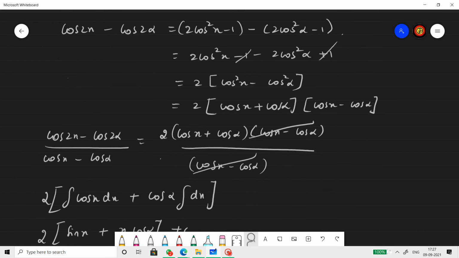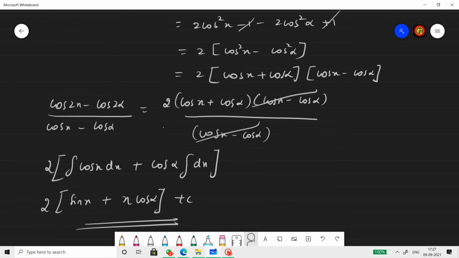Then it's a square minus b square form. Split it as a plus b into a minus b. Now put it back in the numerator place. It will get cancelled with the denominator term. Then the remaining is 2 times cos x plus cos alpha.